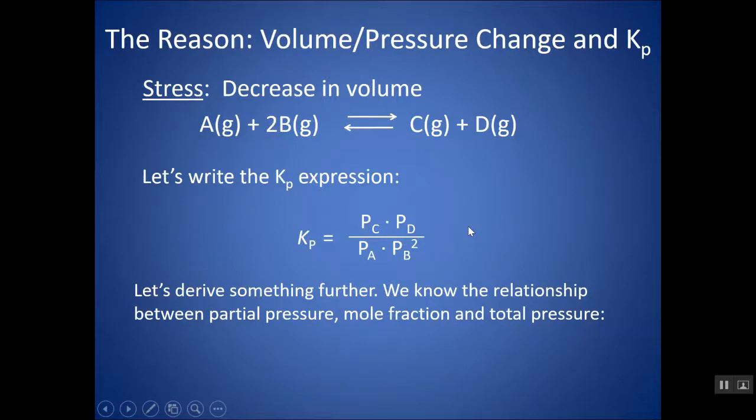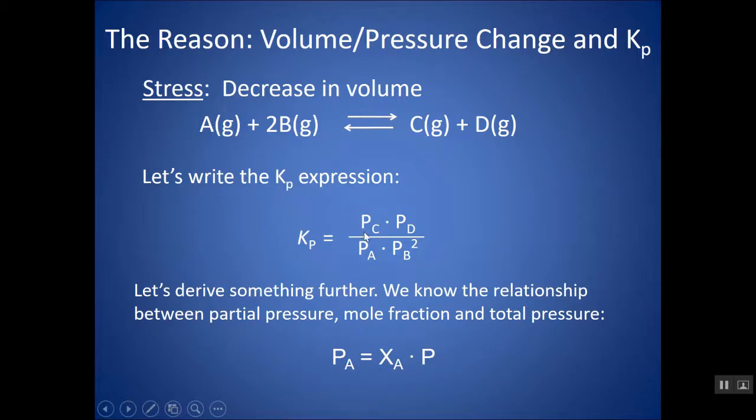Okay, let's just talk about the reason why, going back to the equilibrium constant expression. So here's that same reaction example that I gave before. Let's write the Kp expression. So it's the products over the reactants raised to the power that is the coefficient. Kp, we'll put partial pressures in. And let's derive something further. If you remember from our ideal gas law chapter, Dalton's law was that the partial pressure of a substance is equal to the mole fraction of that substance times the total pressure.